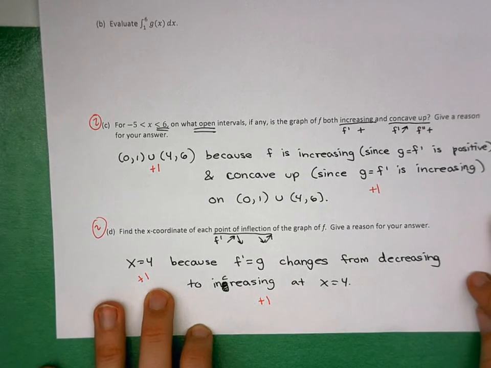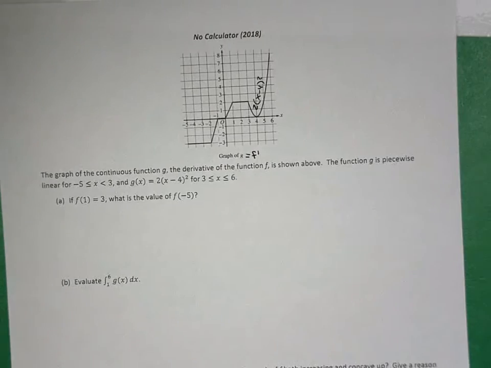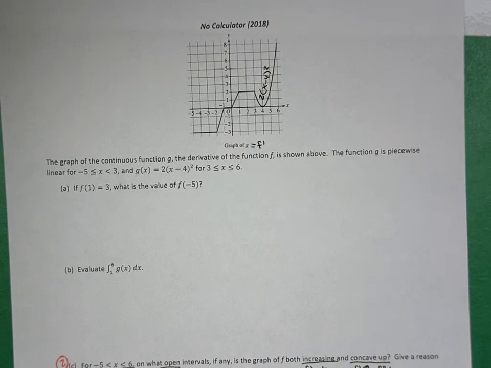Part B is going to be up next. Part B, we have evaluate the integral from 1 to 6 of g of x dx. So integral from 1 to 6. The first point here is, I would say, a conceptual point. There are several different ways you could earn the first point that's contained within this part. There are 3 total, by the way.